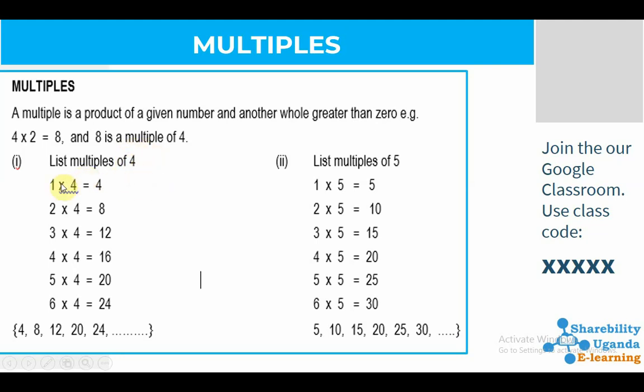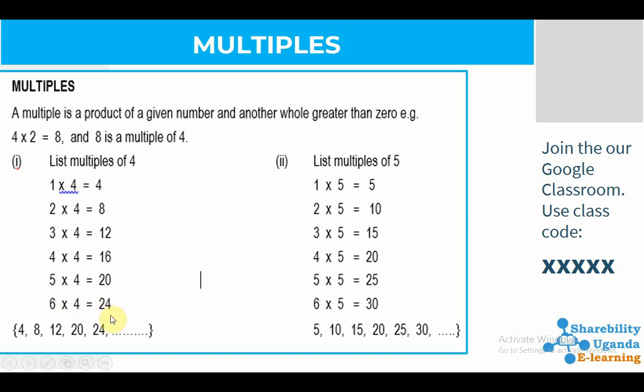Let's start with 1 times 4. The answer is equal to 4. 2 times 4, we get 8, which is a product. 3 times 4, we get 12, which is a product. 4 times 4, we get 16, which is a product. Then 5 times 4 is equal to 20, which is a product. 6 times 4, we get 24, which is a product.